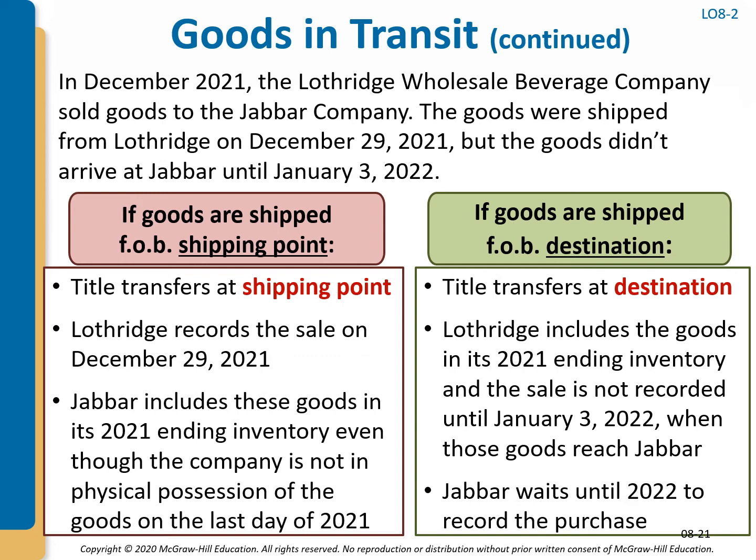Now, if the goods are shipped FOB destination, then the title only transfers when it gets to the destination. That means the goods, up until the time they arrive at Jabbar on the 3rd, belong to Lothridge, and therefore Lothridge will record inventory in 2021. Jabbar will not record any inventory until it actually gets the goods in 2022, which means the item will be part of Jabbar's 2022 inventory.